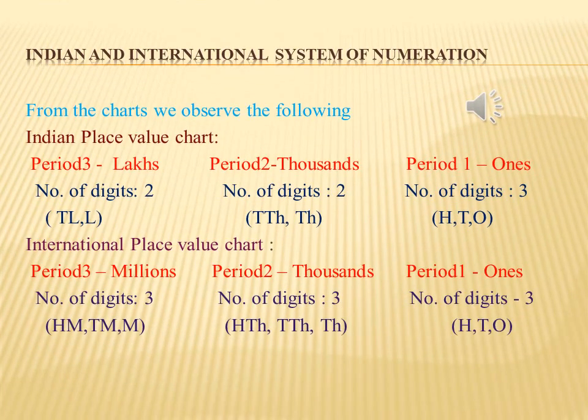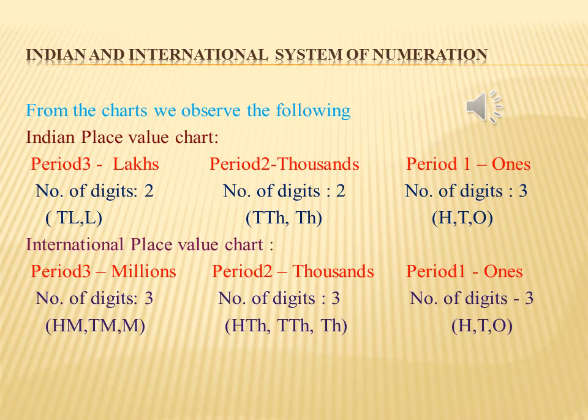Dear children, let us see the differences between the Indian place value chart and international place value chart. In Indian place value chart, the third period is lakhs period, where the number of digits is 2, that is lakhs and 10 lakhs. And period 2 is thousands period, where the number of digits is 2, 1,000 and 10,000s. And period 1 is a ones period with number of digits 3, which is ones, tens and 100.